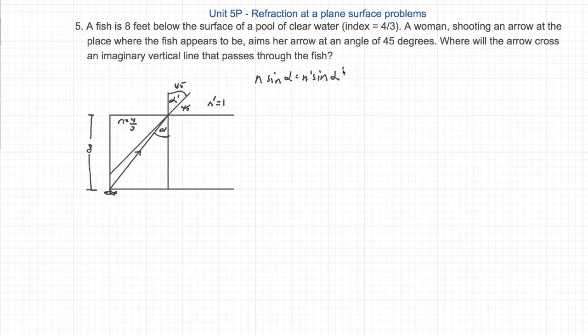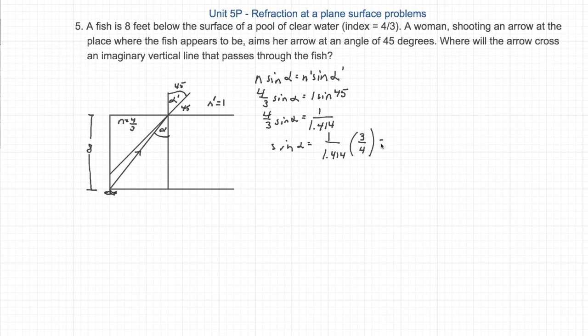Now we can plug into Snell's law to calculate alpha. N sine alpha is 4/3 sine alpha. N prime sine alpha prime is the sine of 45. The sine of 45 is 1 over 1.414. We multiply both sides by 3/4 to isolate the sine of alpha, and we get that alpha equals 32 degrees.